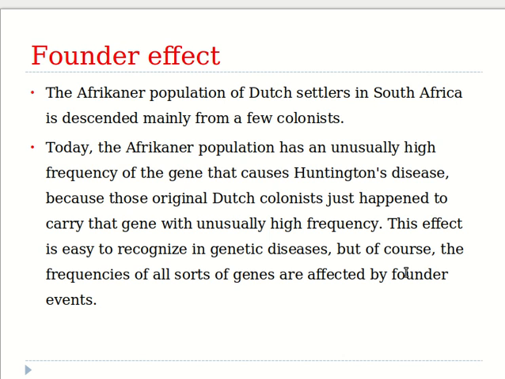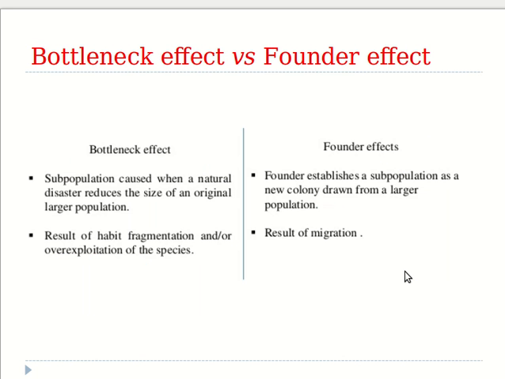So, you can find that the founder effect and the bottleneck effect are two major kinds of genetic drift, but they arise from two different reasons. In the bottleneck effect, the subpopulation is caused when a natural disaster reduces the size of an original larger population. Only some of the individuals survive, the rest are completely removed. This may be because of habitat fragmentation or over exploitation of species or any other kind of disasters.